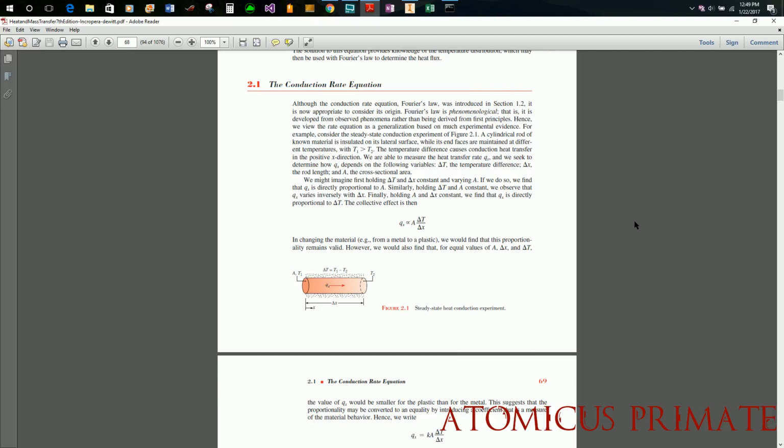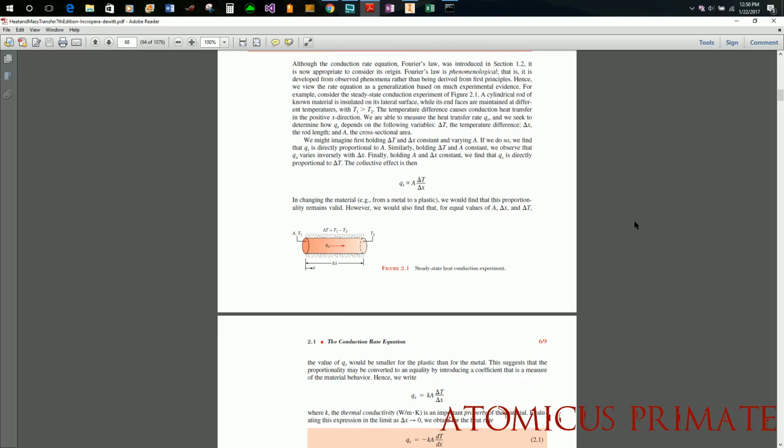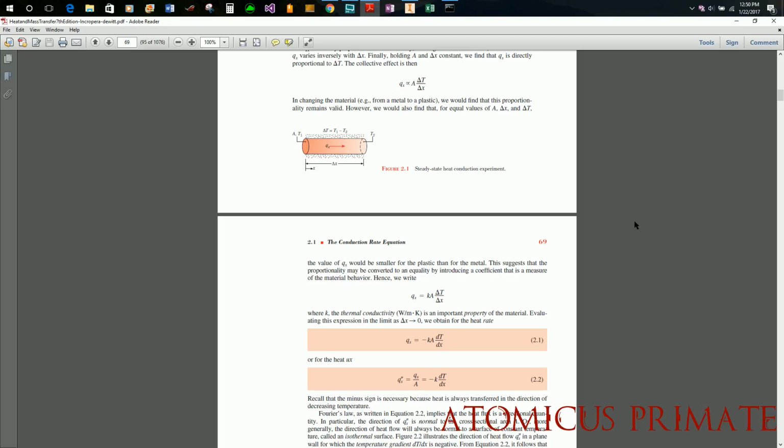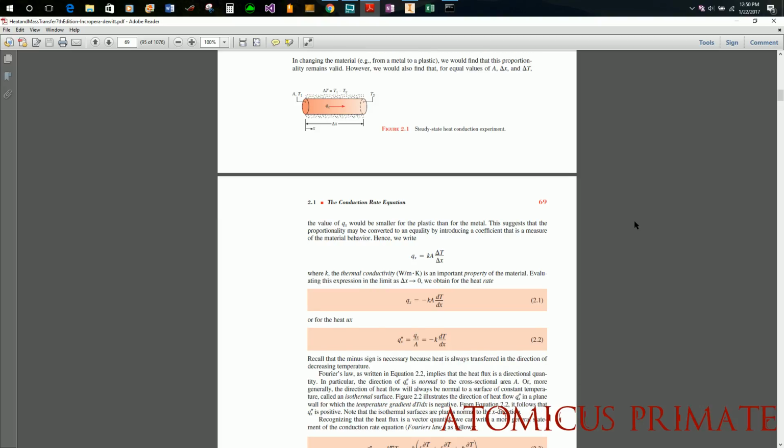In changing the material from, say, metal to plastic, we would find that this proportionality remains valid. However, we would also find that for equal values of A, delta x and delta T, the value of Q sub x would be smaller for the plastic than for the metal. This suggests that the proportionality may be converted to an equality by introducing a coefficient that is a measure of the material behavior. Hence, we write Q sub x equals k times A times delta T over delta x. That is a lowercase k, the thermal conductivity, measured in watts per meter Kelvin. It's an important property of the material.